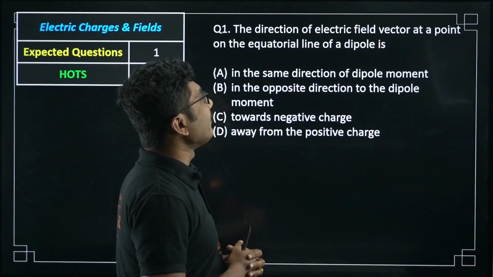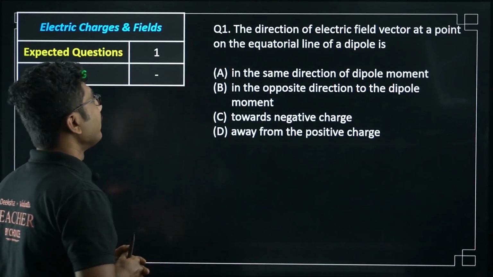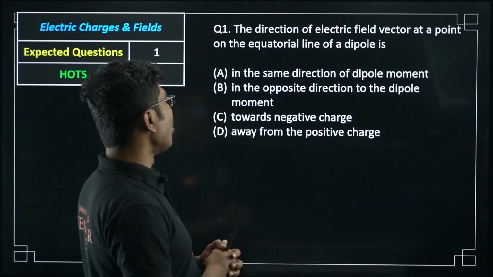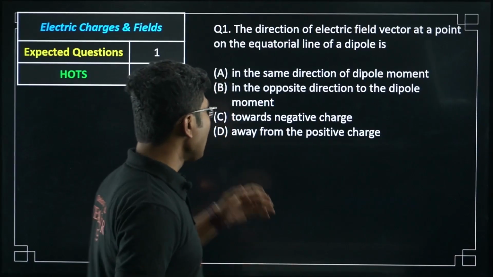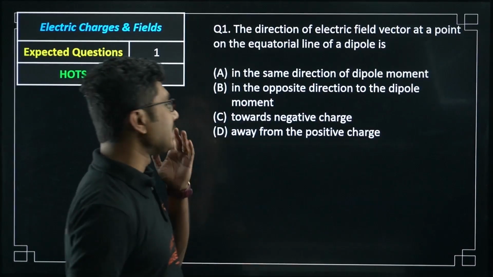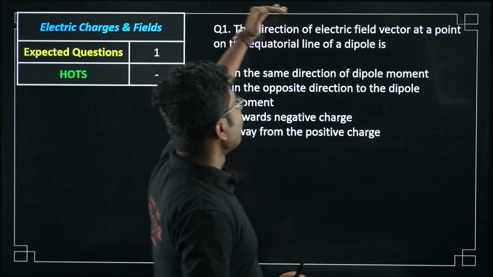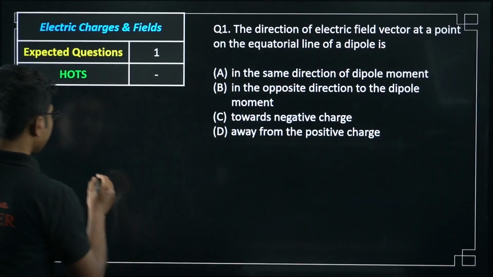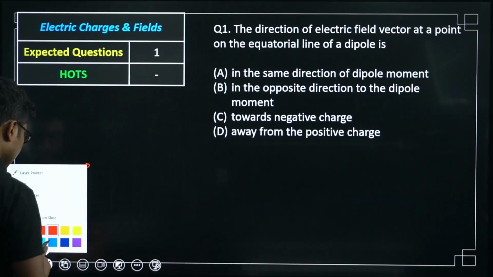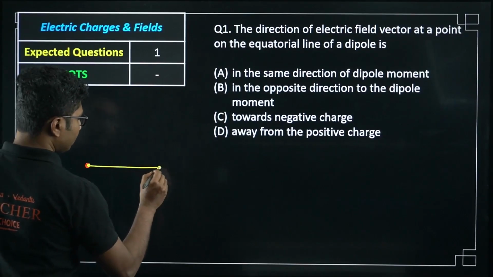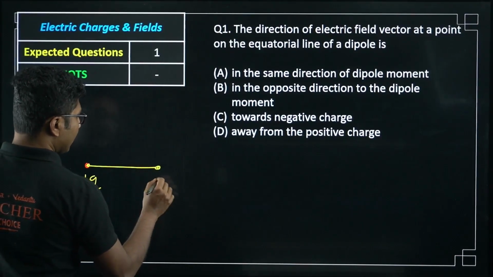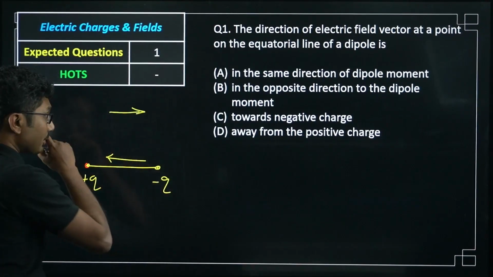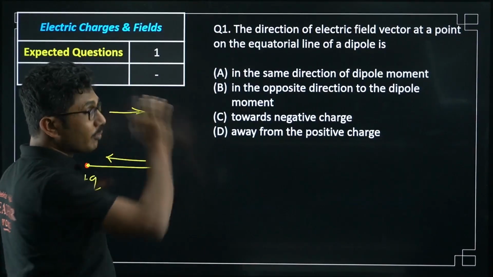The direction of the electric field vector at a point on the equatorial line of a dipole is: in the same direction as the dipole moment, in the opposite direction of the dipole moment, towards the negative charge, or away from the positive charge. So the electric field vector on the equatorial line. As we know, if this is the dipole, plus q and minus q, then the dipole moment is from negative to positive, whereas the electric field is from positive to negative. So the electric field will be opposite to that of the dipole moment.